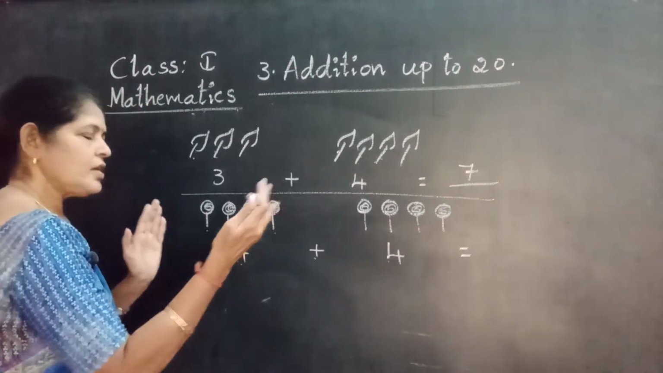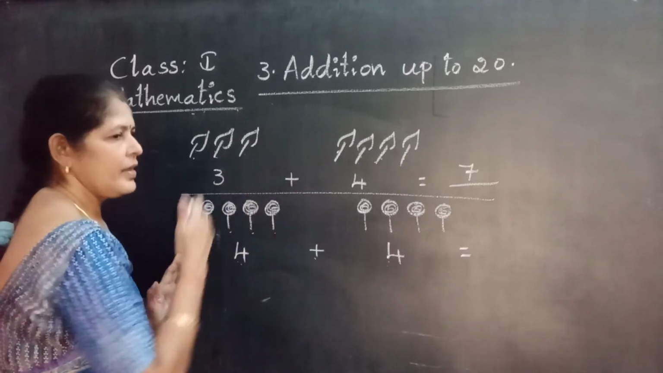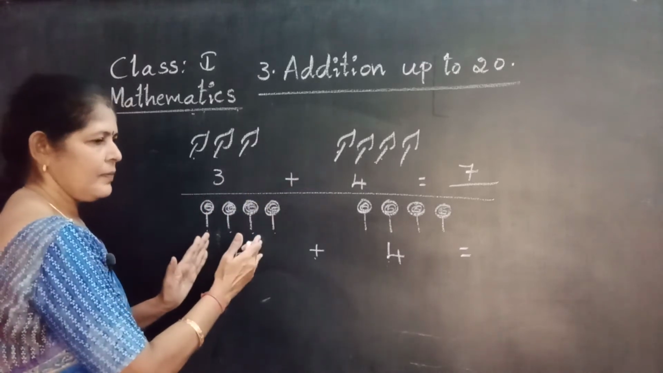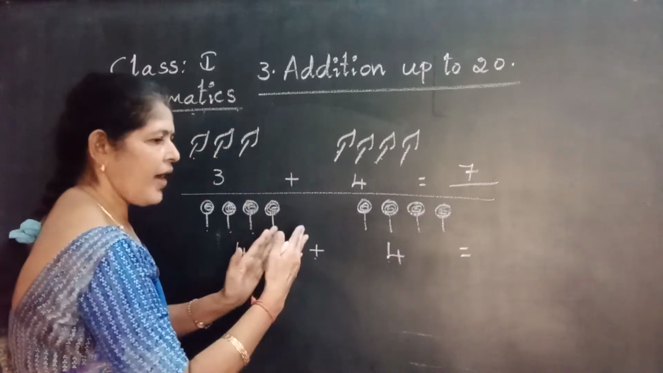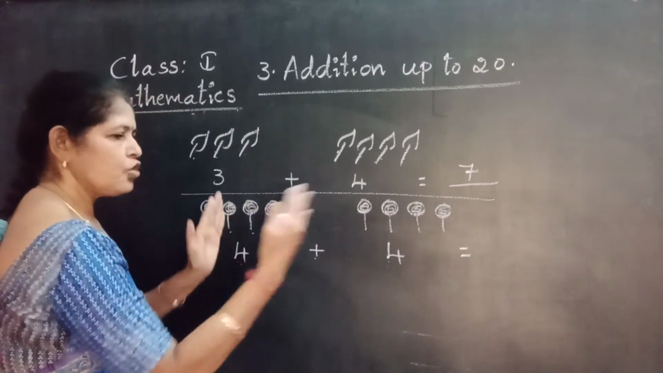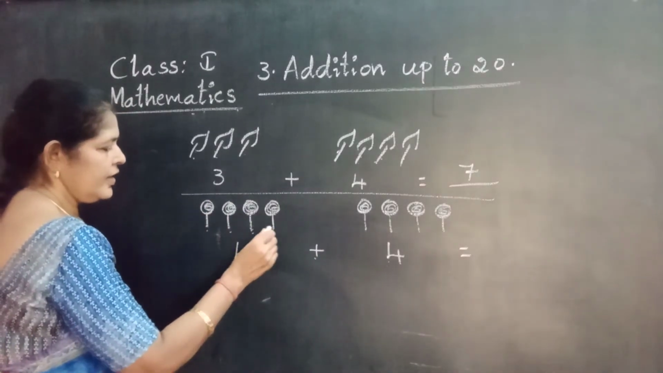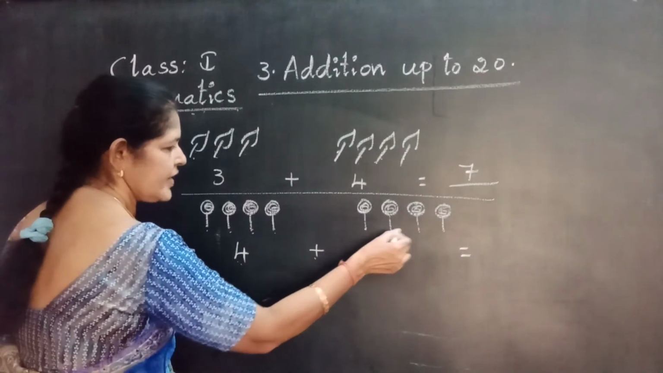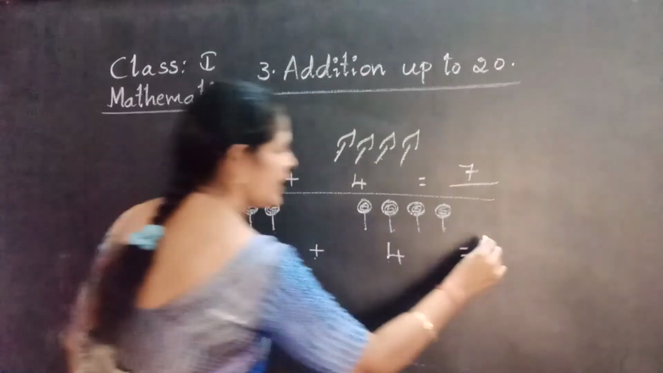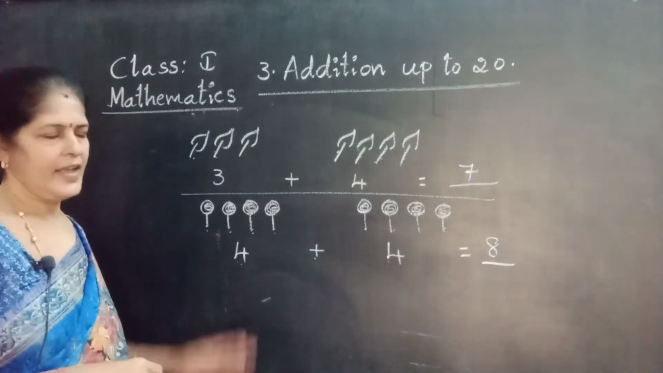Now count all the given objects together. Count the total number of lollipops. Here 4 lollipops are there, there also 4 are there. We are going to combine 4 and 4. Count together. Come on. 1, 2, 3, 4. Count continuously. After 4 comes 5, 6, 7, 8. Total lollipops are 8.